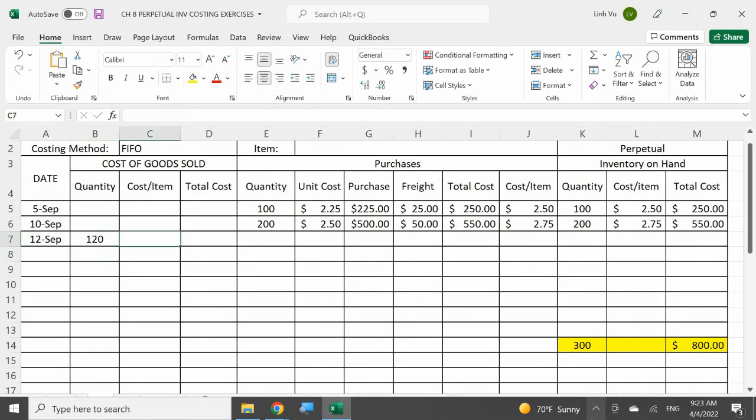Now, let's take a look. If I'm using the rules of FIFO, okay, which batch of inventory am I going to take out from first?